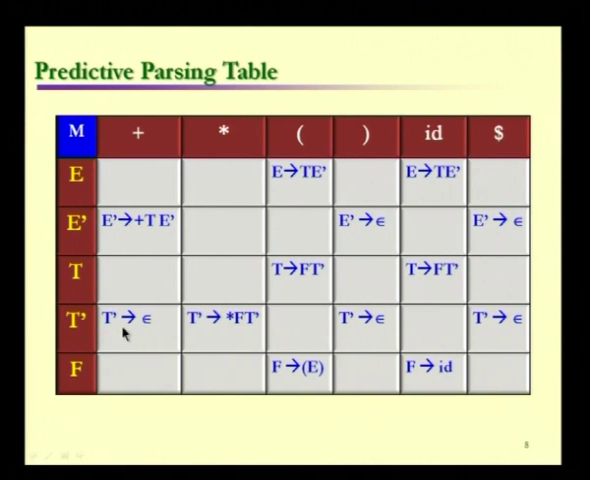One is T dash comma plus, as we find plus in the follow set of T dash, and in closing bracket, since we find closing bracket is in the follow set of T dash, and in dollar, because we find closing bracket dollar in the follow set of T dash. So with this we know that the parsing table is available.